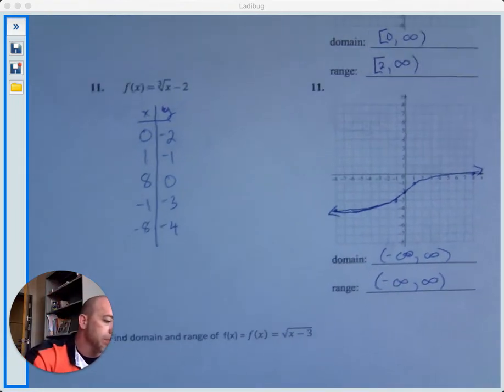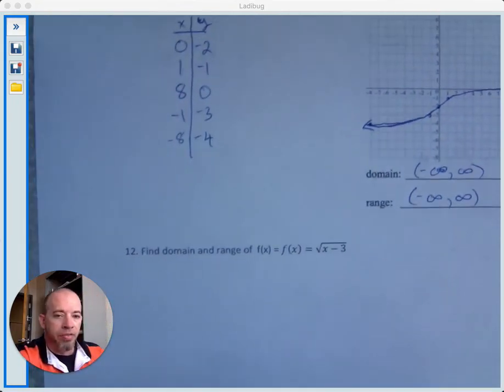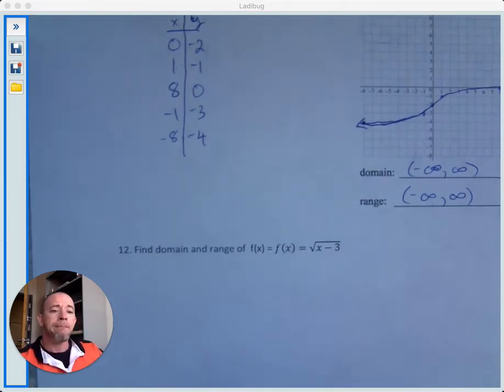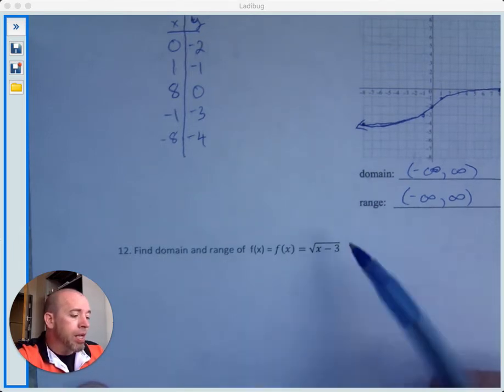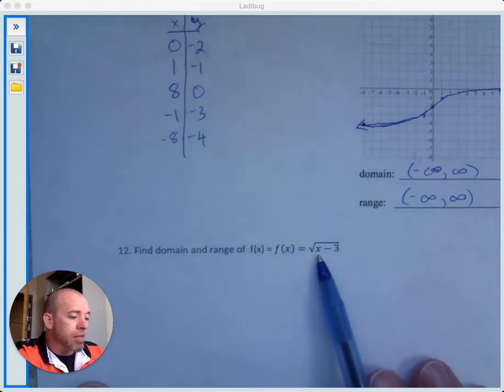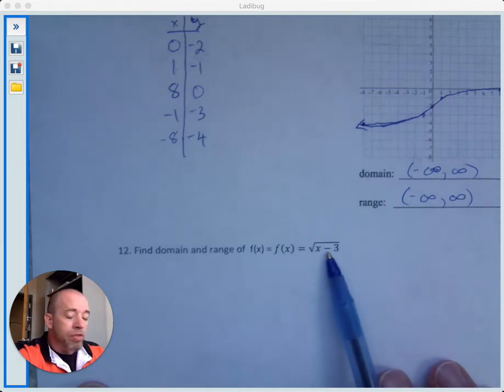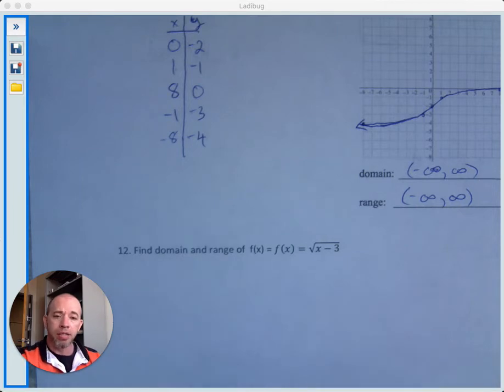One more question on this page. We're asked to find domain and range of this function. We're not given a graph. You could graph it to help yourself out, but there's another way to do it. We could plug any number in for x as long as you could take the square root of this expression underneath. So if you ask yourself, what can I actually take the square root of?